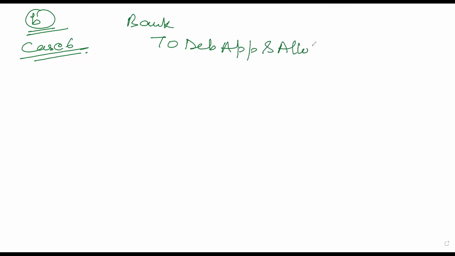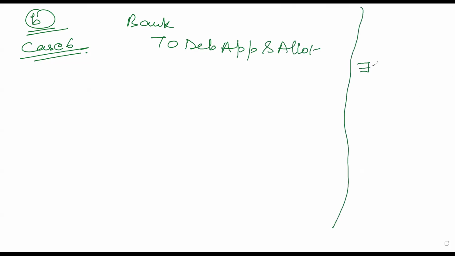So this is case 6. These things should be in your notes, okay? So case 6. The first entry will be the same: bank account debit to debentures application and allotment account. Okay, so I'm showing you the working notes.